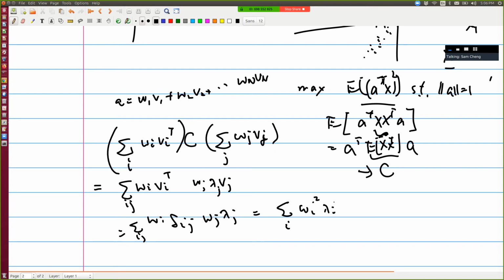And because A is normalized to 1, I should have these weights, the squares, sum up to 1 as well. And then if you look at that, when is this biggest?